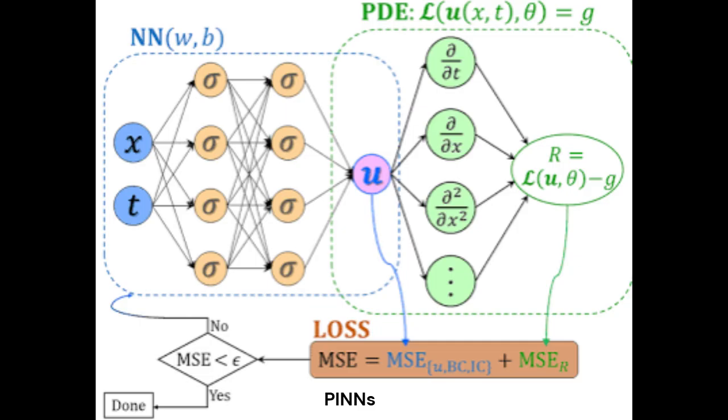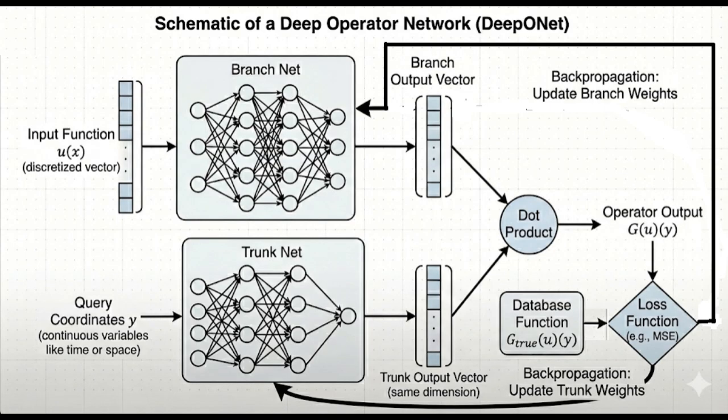Connecting physics to AI: DeepONet. This is where physics-informed neural networks, specifically a deep operator network, DeepONet, change the game. Instead of just learning a static mapping between two images, DeepONet learns the underlying operator, the physical rules governing the system. Let's break down the schematic of how this works.